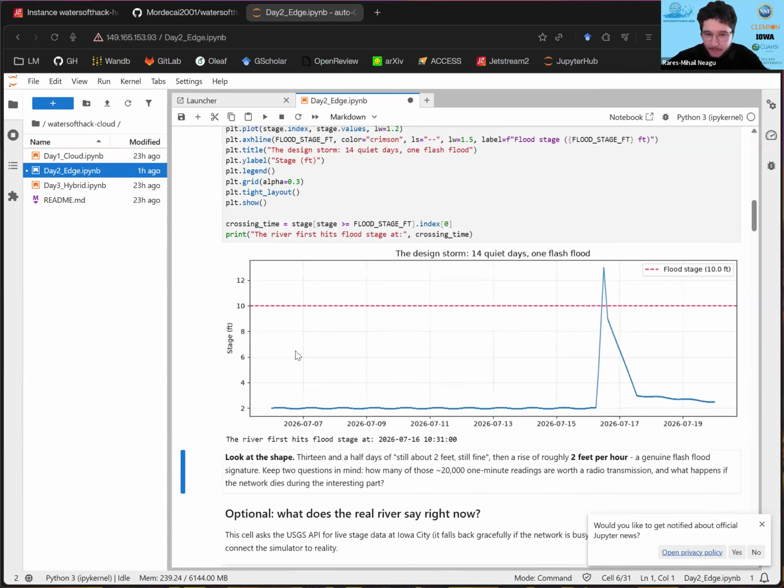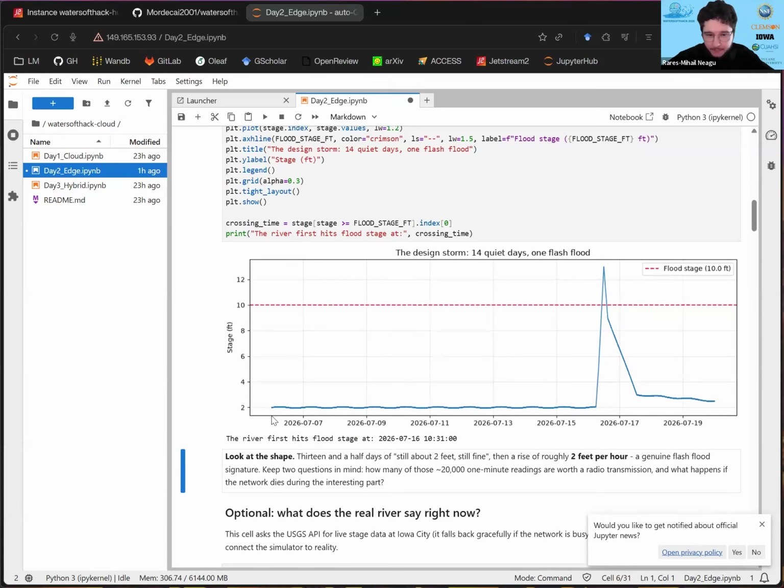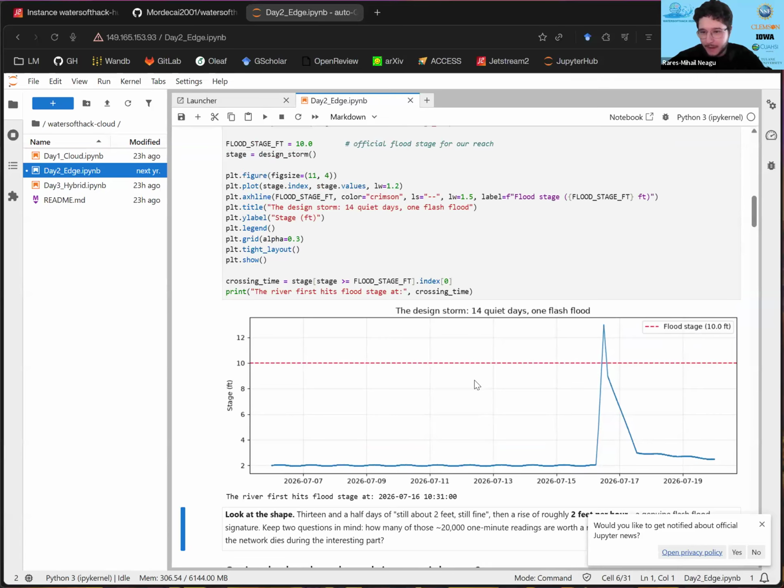Okay. So, as you can see, for the first 10 days, we just have some noise and the river wiggle basically. That happens every day. And then on the 10th day, we can see there's a spike that bypasses the floodgate basically. So during that day, there's going to be a flood.